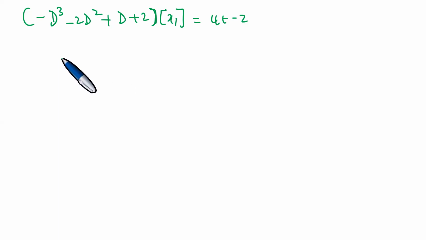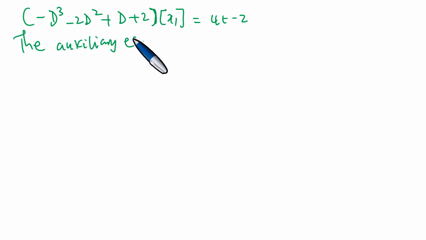Okay, so this one is solved in two stages. It's just a differential equation now, a third order differential equation, written in terms of the D operator. So we need to solve this one using our two methods. We need to first find the auxiliary equation. So, what is the auxiliary equation?